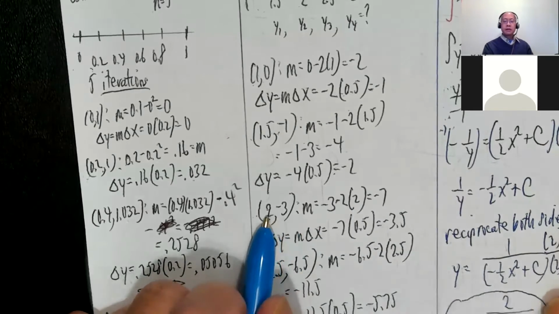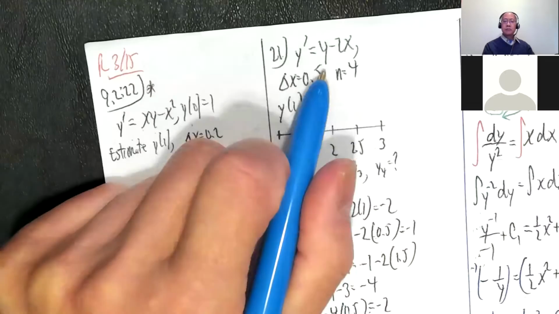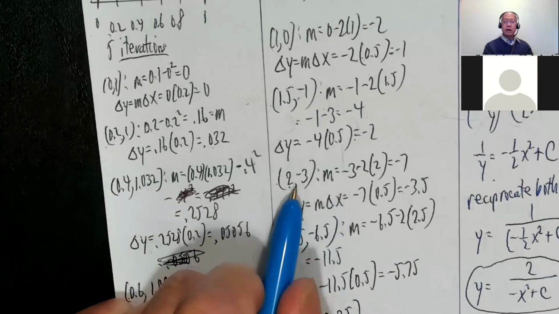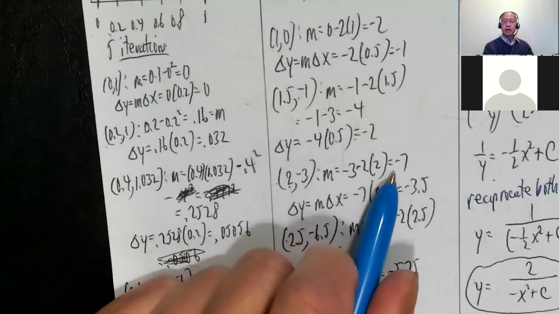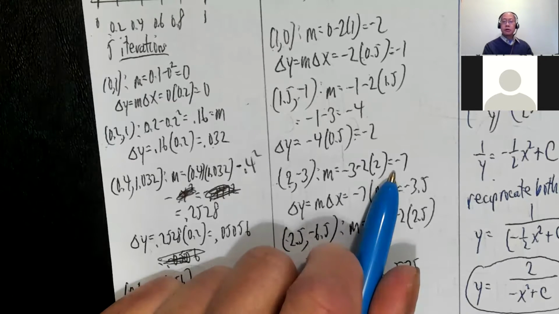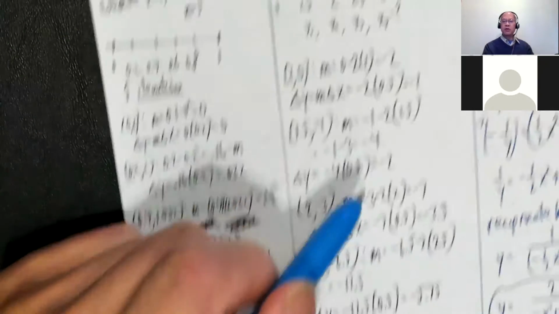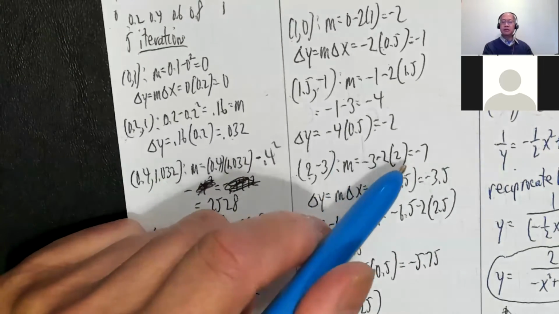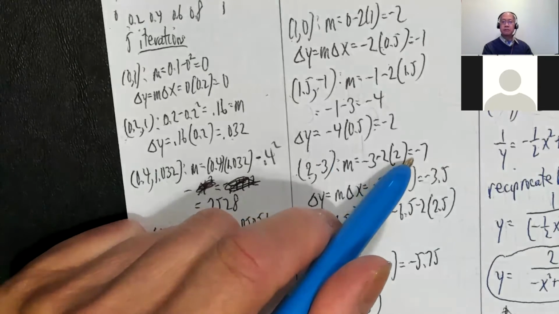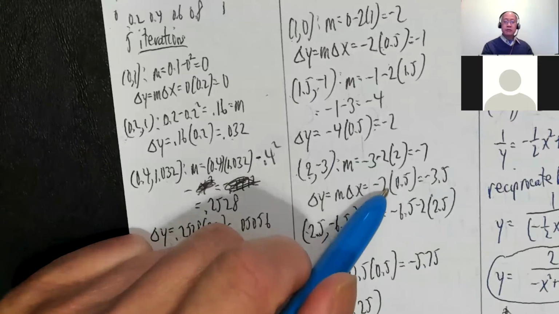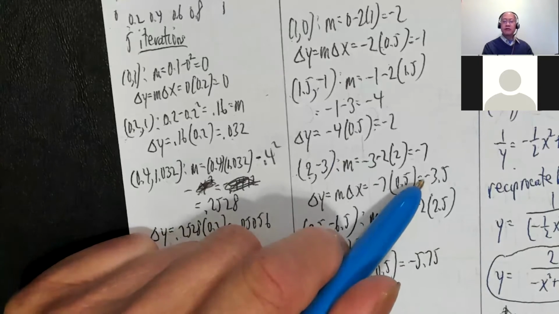What's the new slope? Take that x and y, plug in here, y minus 2x. So y is -3 minus 2 times x is 2. That gives me -7. So in this case, it looks like it's getting steeper negative, right? It starts off with a slope of -2, then -4, then -7. So it's getting steeper and steeper as time goes by, it seems like. Delta y is m delta x, -7 times 0.5, -3.5. So I'm falling 3.5 units.